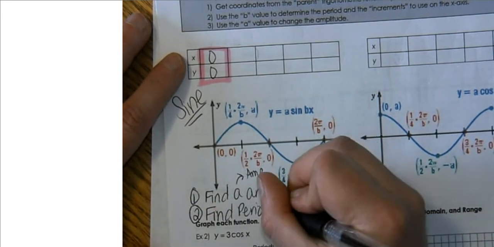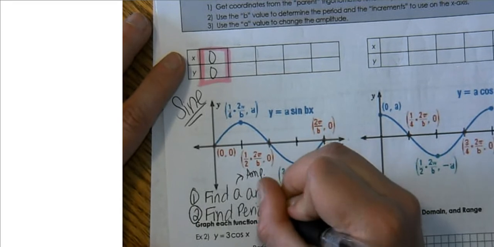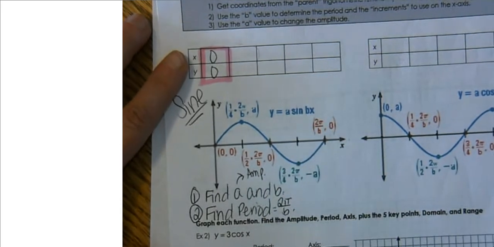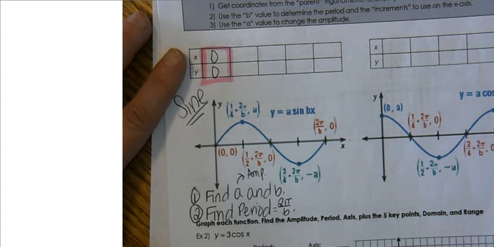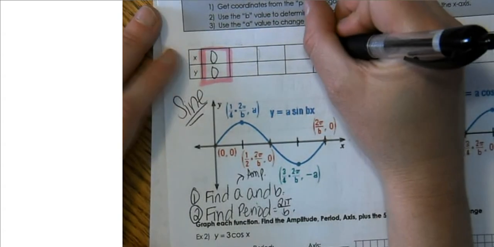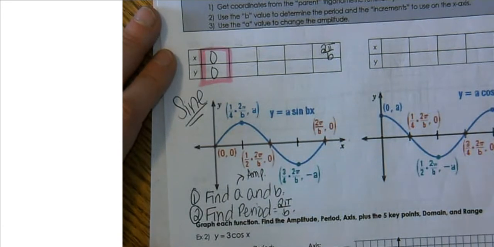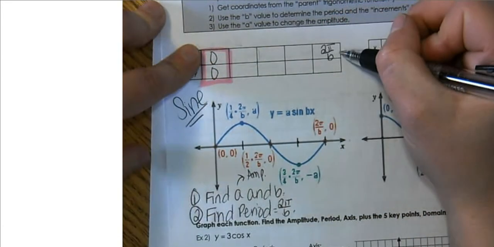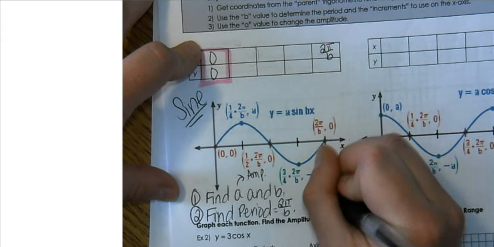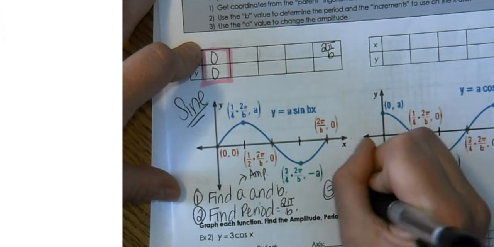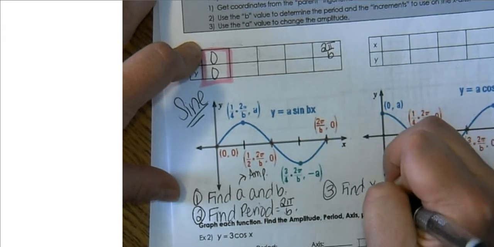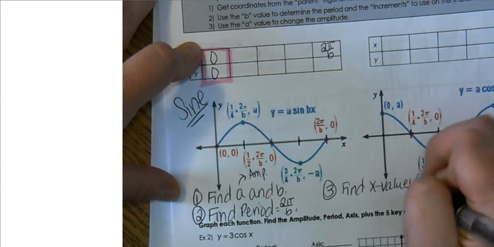That's going to be from the formula 2 pi divided by b. Once you know your period, it's going to go into this last position, 2 pi divided by b. And to find all of the other x values, which is going to be step 3, we want to find the x values, which once again, those are called critical values.